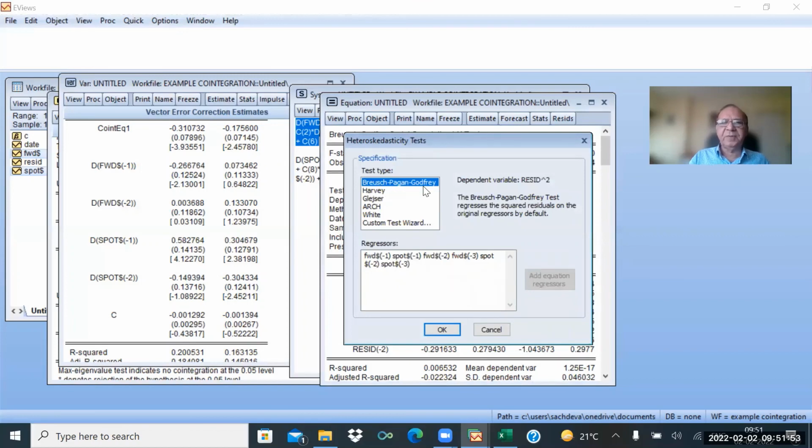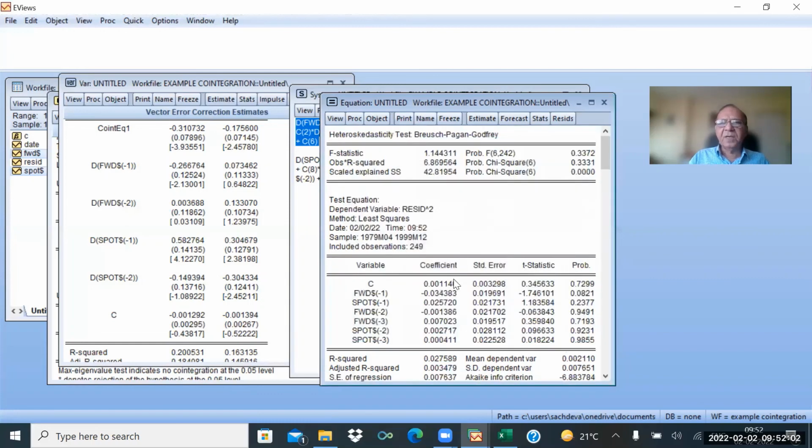Okay. Now we come to the next one, residual diagnostics, heteroscedasticity. Again, we will use the Breusch-Pagan-Godfrey test. So we'll say okay, and all the regression variables are given here. We will say okay. If we see the chi-square, probability chi-square with observed R-square is 0.3331. It says simply there is no heteroscedasticity. There is homoscedasticity, which means variances are constant throughout.